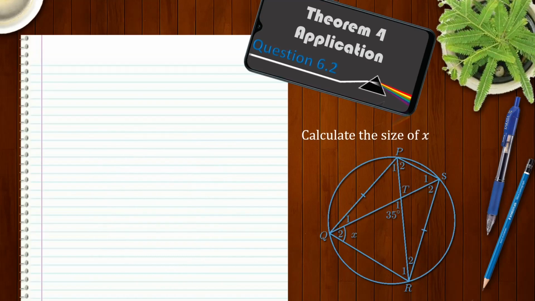Okay, then 6.2. We want to calculate the size of X. All right. Now, what do we note? We note that we have the angle of 35. We also see that QP is equal to RS, meaning the angles that they subtend are going to be equal. So what does RS subtend? RS subtends P2. It also subtends X. Okay, this makes this also X. You can just include that.